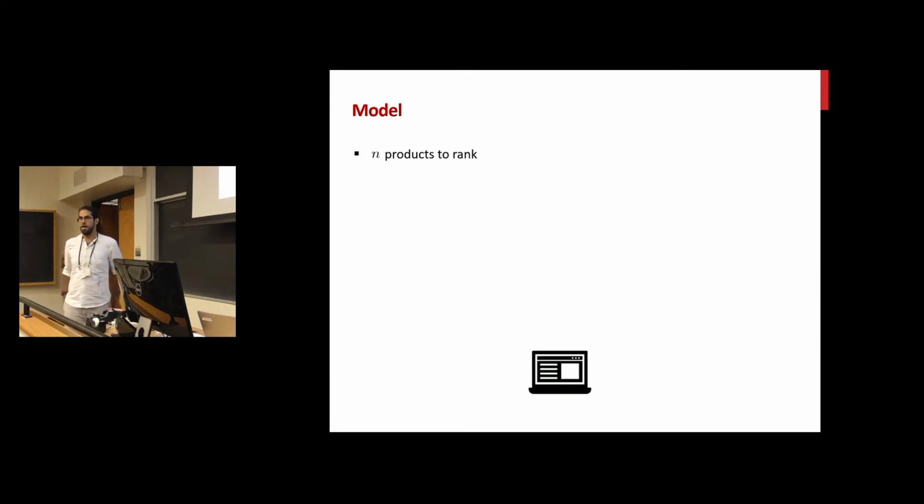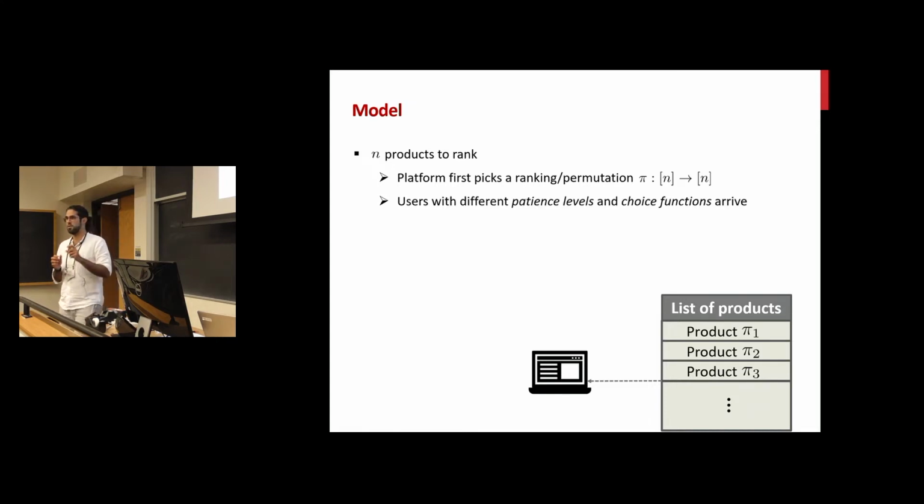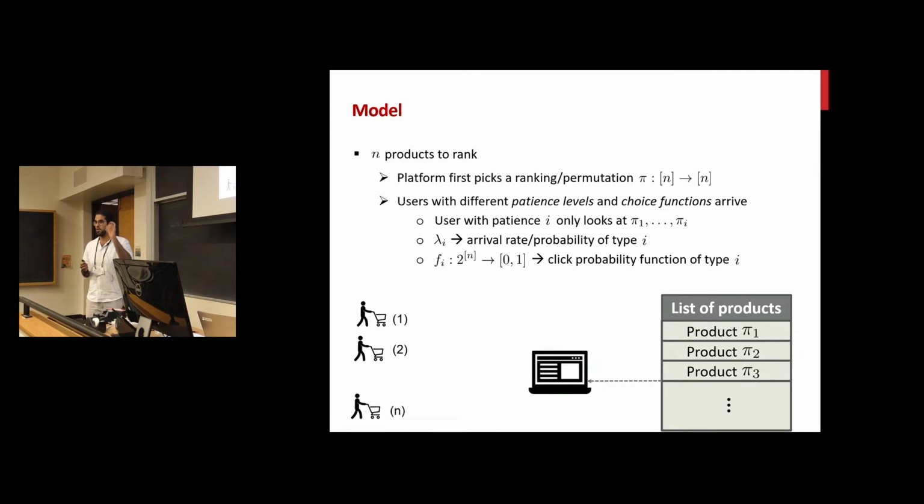work on. So we have an online platform that has n products to rank. The platform picks a permutation over these n products. I'm going to denote this permutation by pi. And then you will have users that arrive with different patience level and choice functions. So a user with patience level i is only going to look at the first i products in the permutation, and is going to choose one of them. So we use lambda_i to denote the arrival rate of users with patience level i. And f_i is going to be the click probability function of user i.